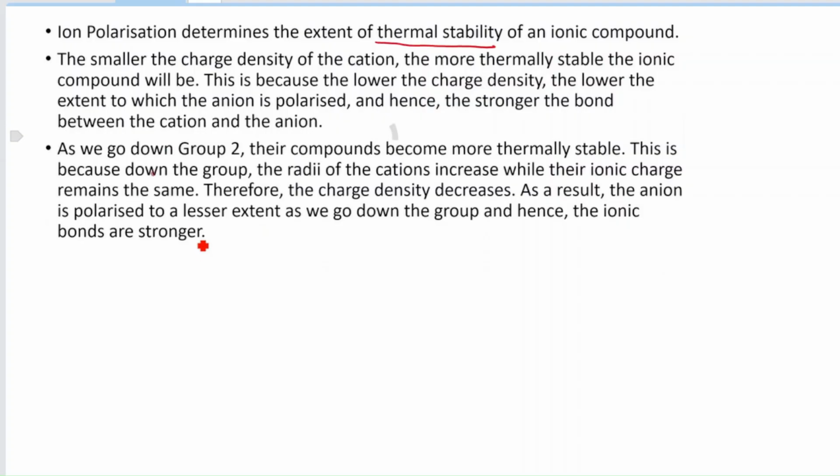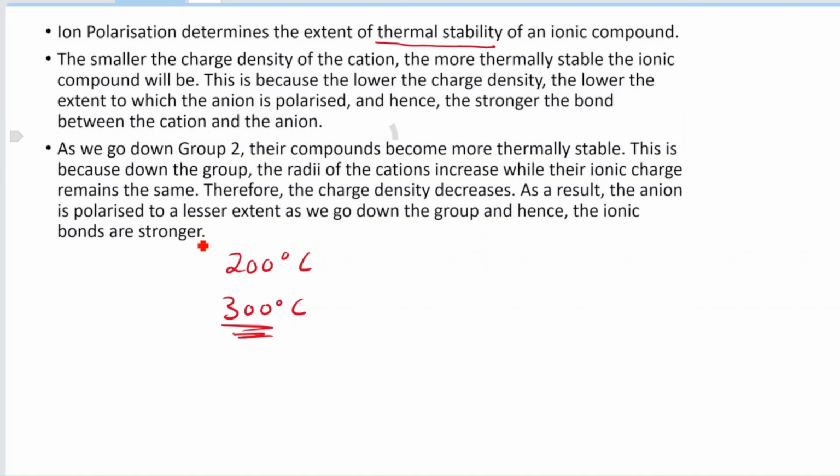Remember in AS level we talked about thermal stability, which is basically how stable it is to being decomposed. For example, if something decomposes at 200 degrees centigrade and something at 300 degrees centigrade, this is more thermally stable because it takes more energy to break it down rather than the one at 200 degrees centigrade. So now here we see that the smaller the charge density of the cation, the more thermally stable the ionic compound will be. This is because the lower the charge density, the lower the extent to which the anion is polarized, and hence the stronger the bonds.